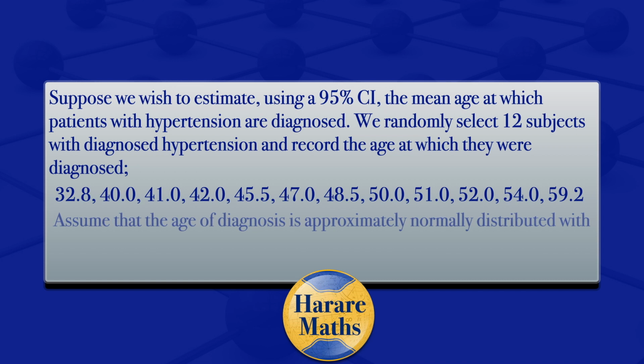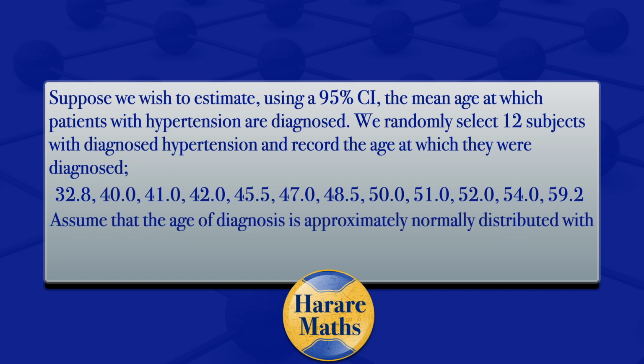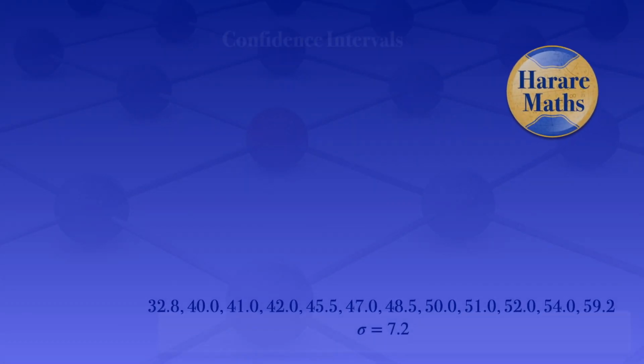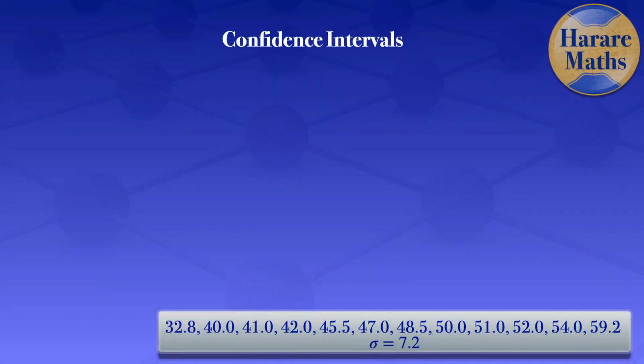Assume that the age of diagnosis is approximately normally distributed with sigma being equal to 7.2. So we are going to find a 95% confidence interval using that given information there. So we have those ages there and the sigma 7.2.